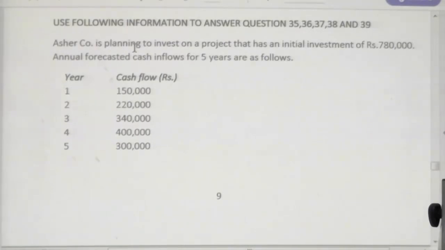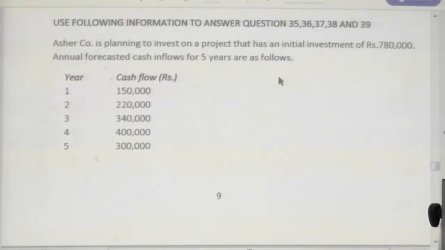Asher company is planning to invest on a project that has initial investment 780,000. Annual forecasted cash inflows for 5 years. These are the 5-year cash inflow. This is the initial outlay. Actually this is a project appraisal. Definitely you will have question from project appraisal techniques.